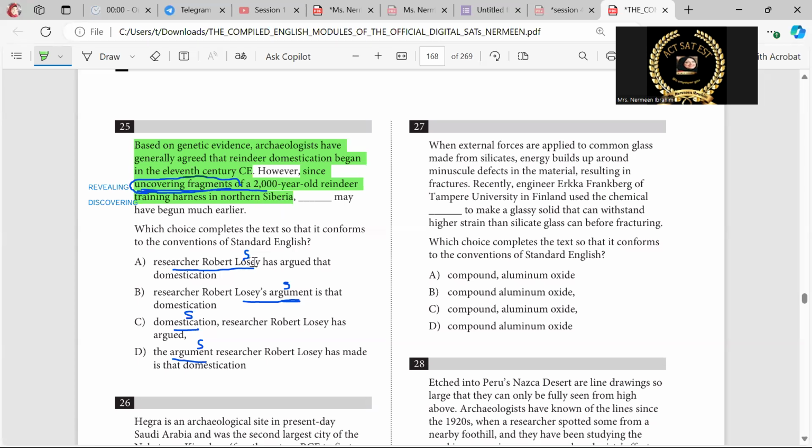researcher Robert Losey has argued that domestication may have begun much earlier, or domestication researcher Robert Losey has argued. Let me think a little bit. Yeah, you have to relate the uncovering, the process of uncovering, to the best answer choice. To the uncovering fragments. C. Domestication. Okay, thank you so much, Tariq.